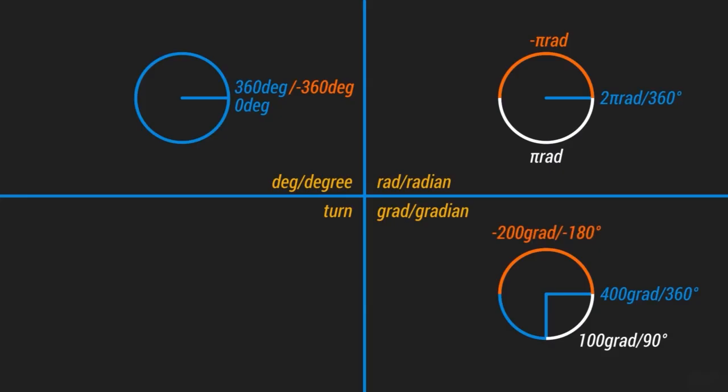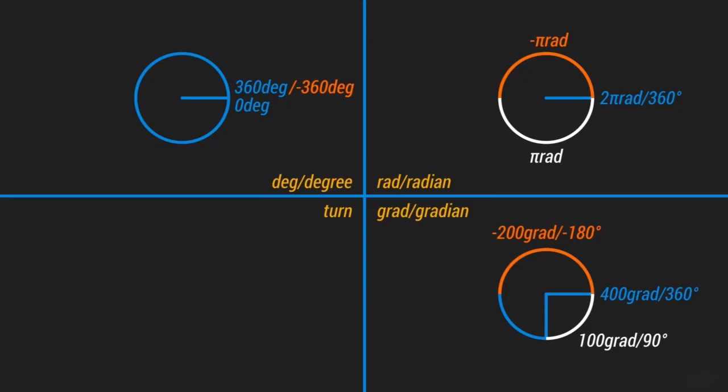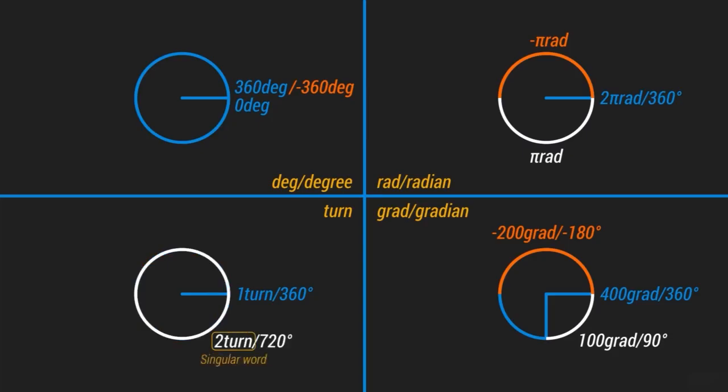Finally, the turns unit. This unit is a newer concept which is introduced in CSS 3, and it means rotation. 1 turn is equal to 360 degrees. 2 turns is 720 degrees, and so on. Turn is a singular, and there is no space between the number and its unit.